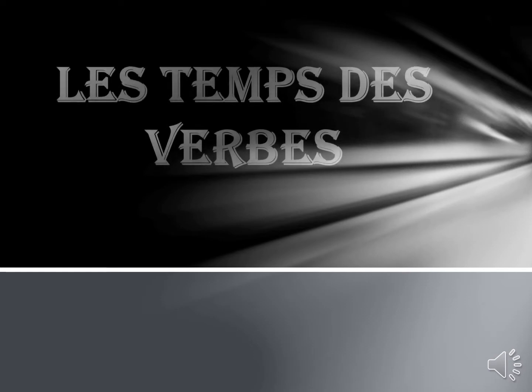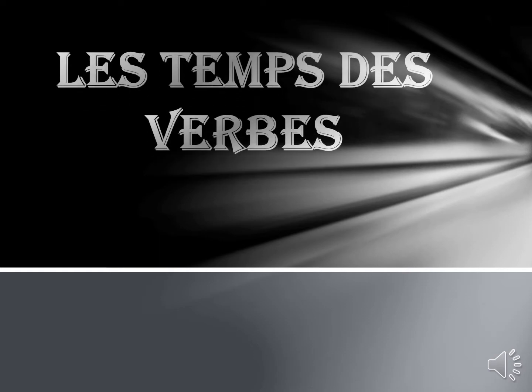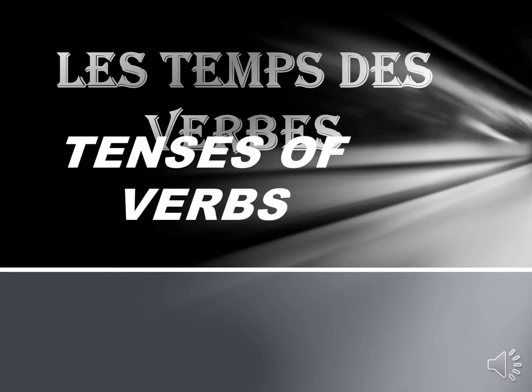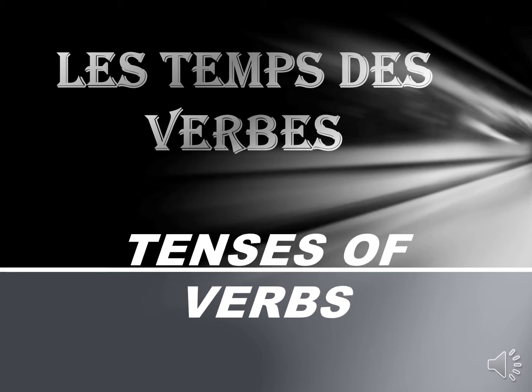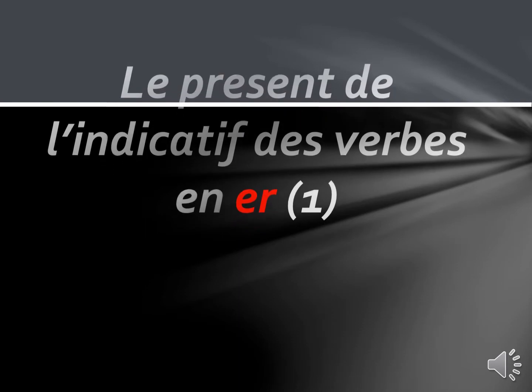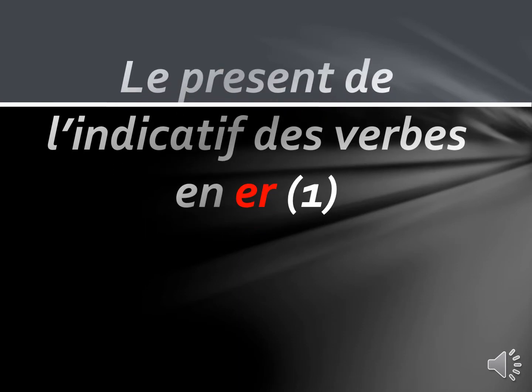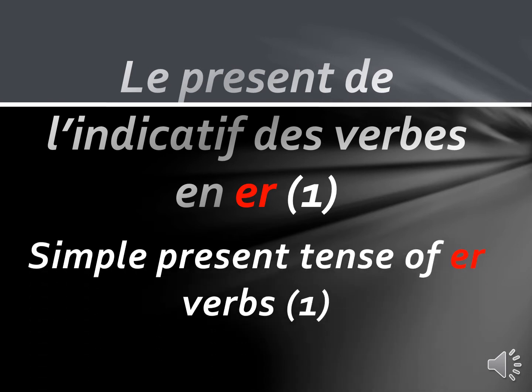In our last lesson, we learned about the group of verbs, but today we are going to learn about le temps des verbes, tenses of verbs, which means you are still dealing with the verbs. And today we are going to learn about le présent de l'indicatif des verbes en ER, which means the simple present tense of ER verbs. As we learned, we have three groups, ER, IR, and RE.